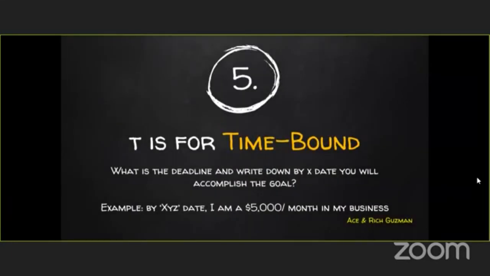Number 5, T is for time bound. It's all about the timing. You need to be specific on what date. Put a date and write it down. I'm going to be making $5,000 a month in my business by XYZ date. You need to be specific.